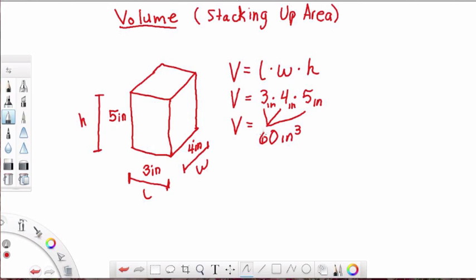I like to say 60 cubic inches because that means that if you had a little cube that was 1 inch by 1 inch by 1 inch, you would have 1 cubic inch. There you go. We could take 60 of these little cubes and fit them inside of this three-dimensional figure. Now you're probably wondering, where does stacking up the area come in?